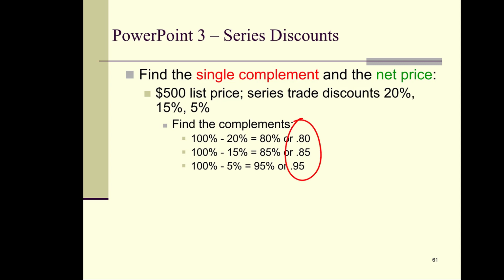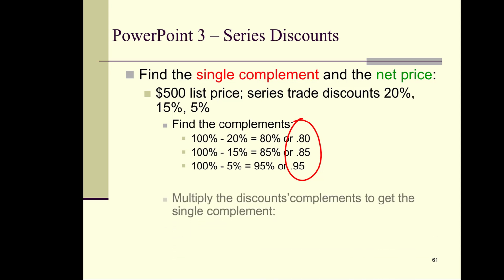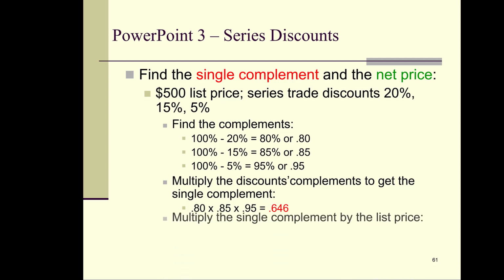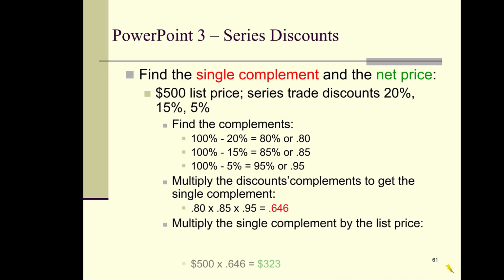Then we're going to multiply those 3 complements together to get the single complement. So 0.80 times 0.85 times 0.95 equals 0.646. Multiply that by the $500 and you get an amount due of $323.